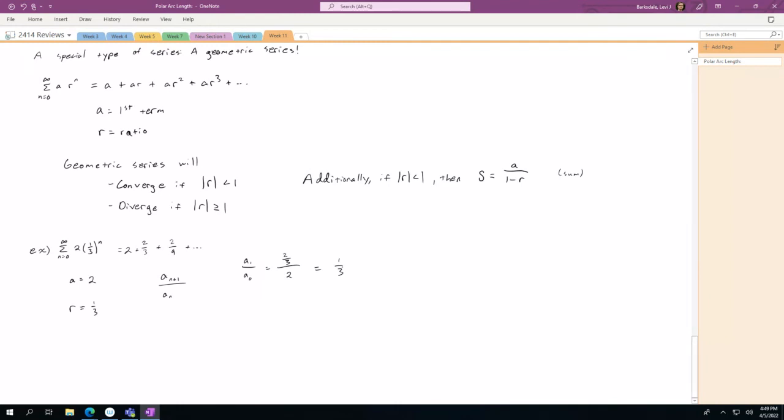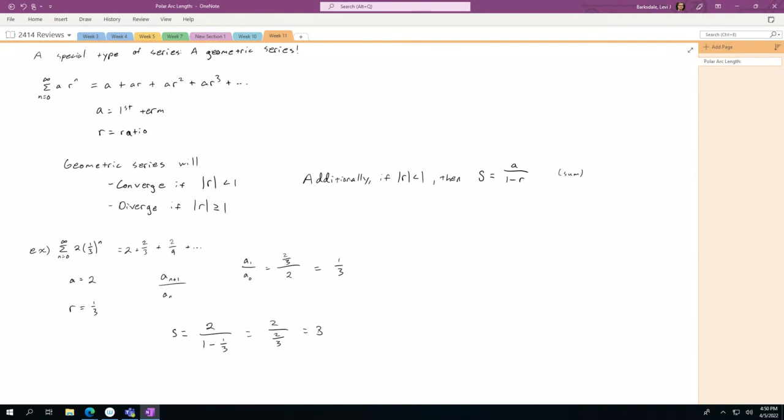And here we see that our ratio is between -1 and +1, so our series will converge. And additionally, we can say that the sum is going to be equal to our first term, which is 2, divided by 1 minus 1/3, which is 2 over 2/3, which is equal to 3. Right?